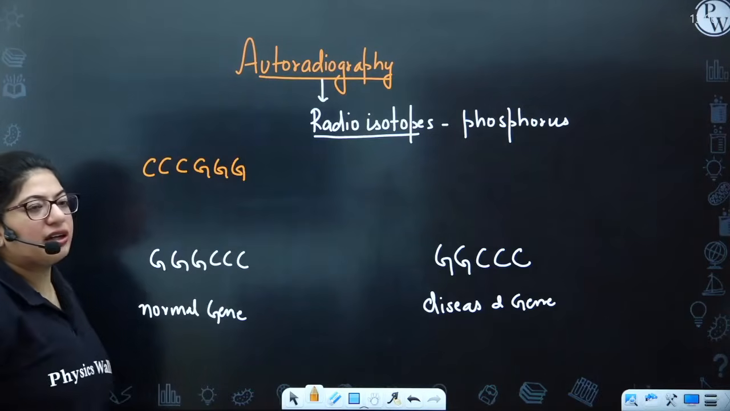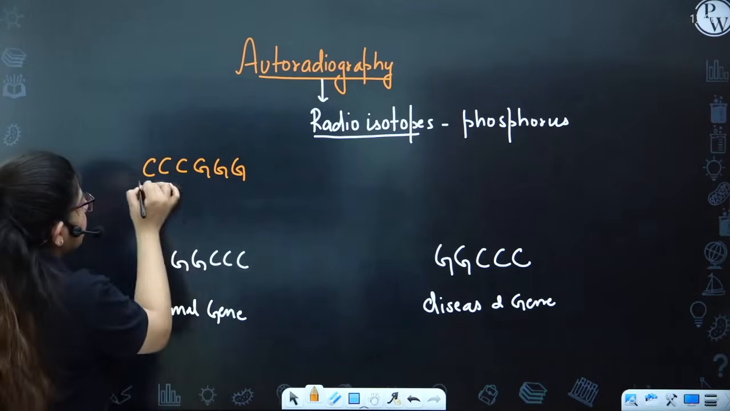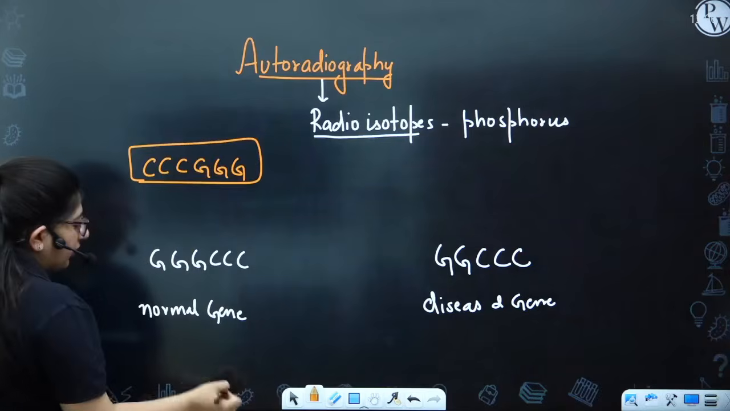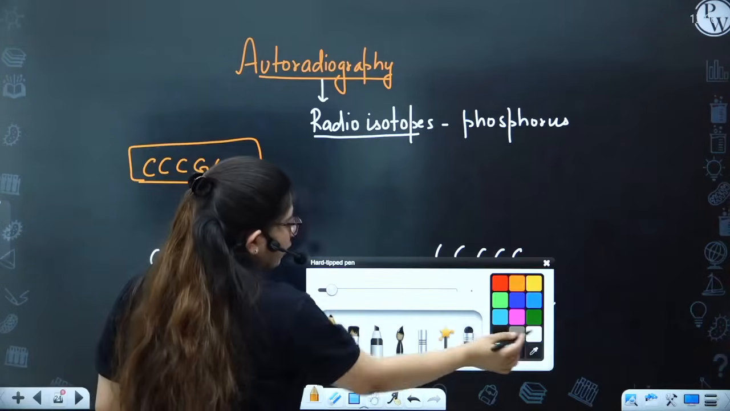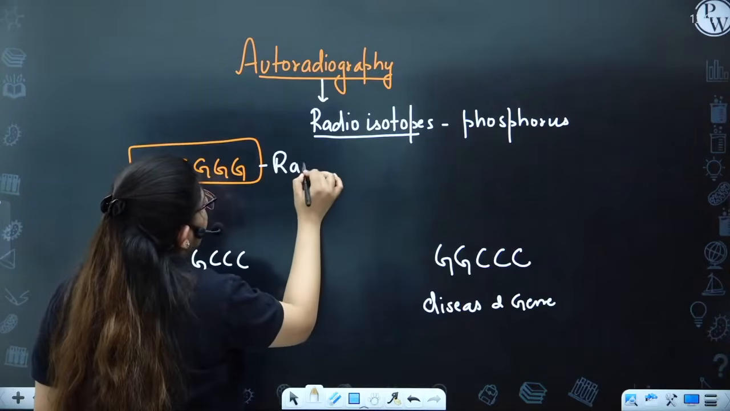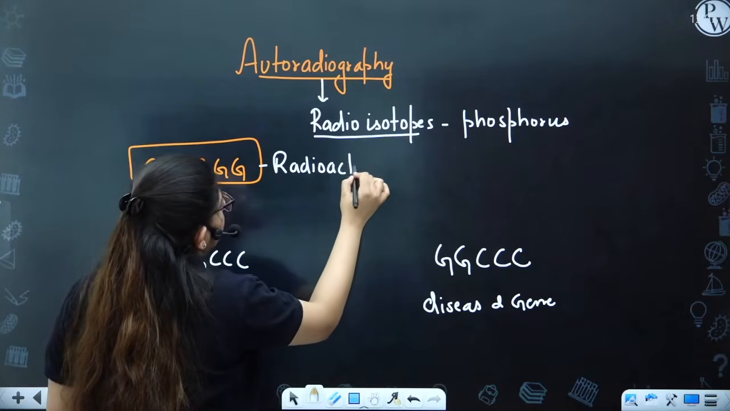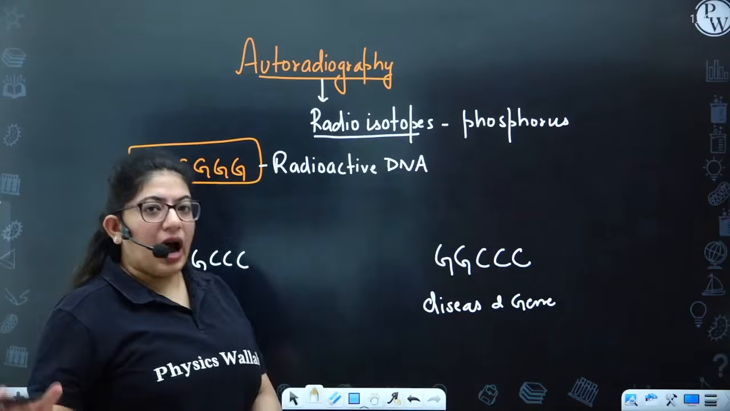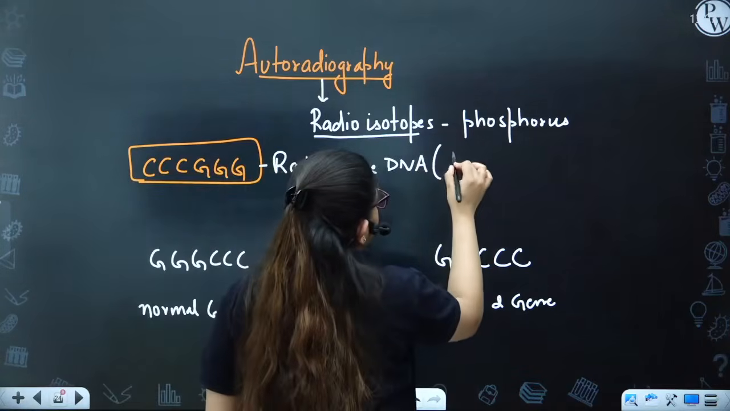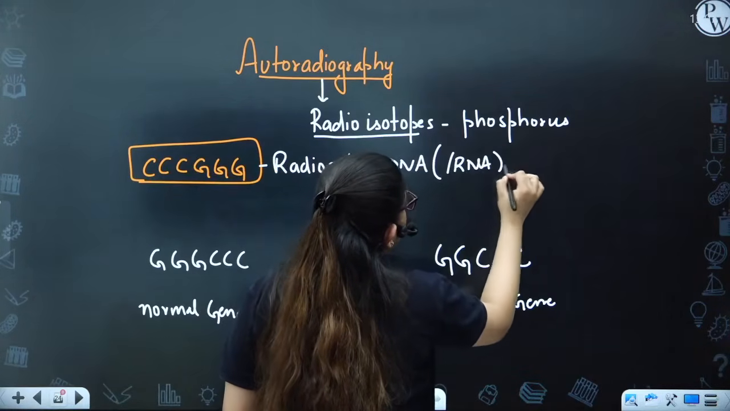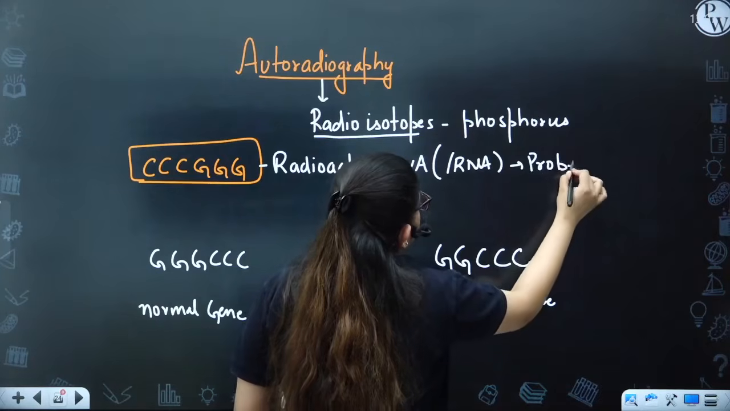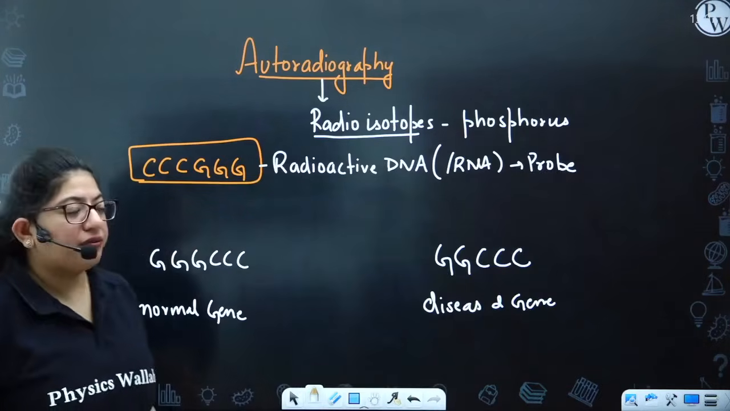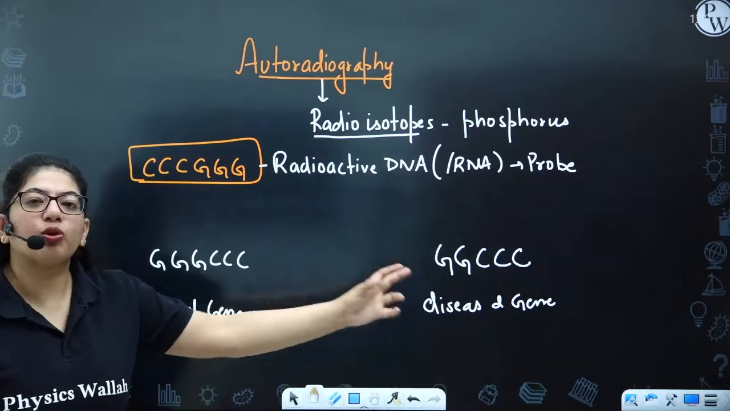We have taken a radioactive probe. We have taken this segment of DNA, and that's radioactive. So any radioactive DNA or RNA, it can be RNA, is known as a probe. Okay. So what we did, we asked this probe to bind to the genes.